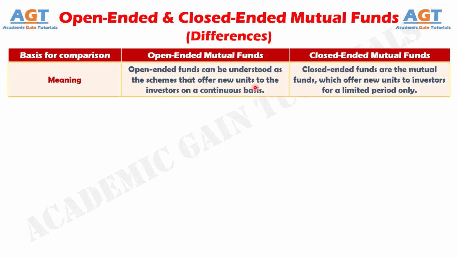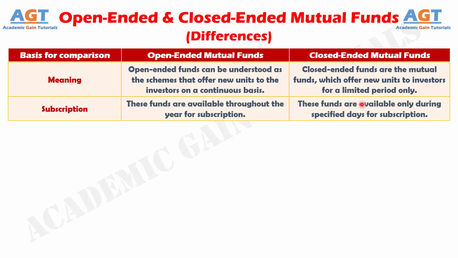Difference number 1. Open-ended funds refer to the mutual fund, in which the investor is allowed to buy shares anytime, even after the closure of the NFO, that is new fund offer. As opposed, the shares of closed-ended funds can be bought only during the new fund offer, that is, after the NFO is over, the investor is not allowed to invest.